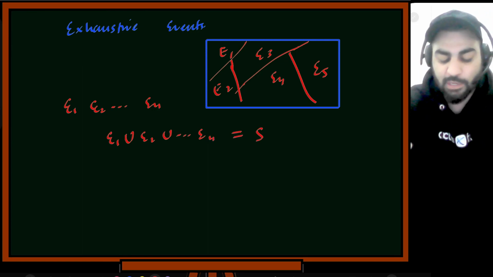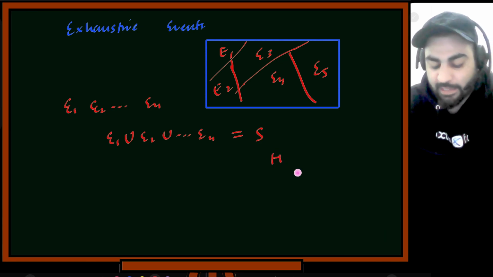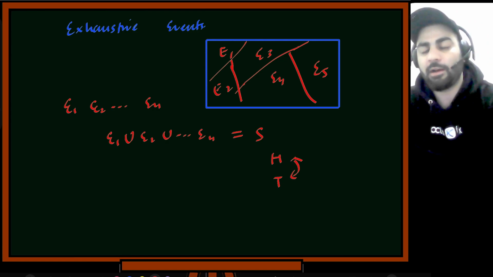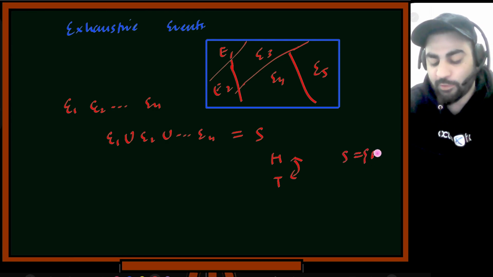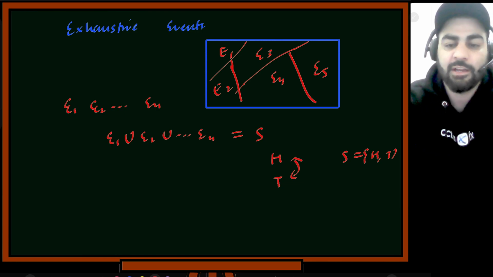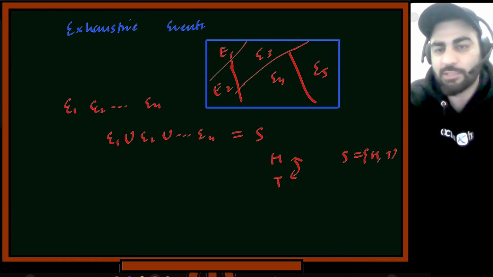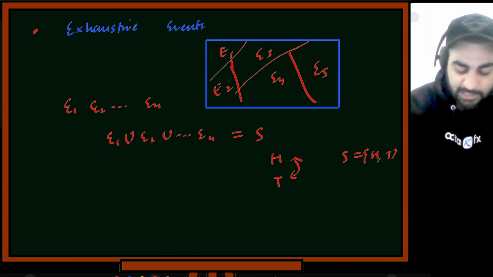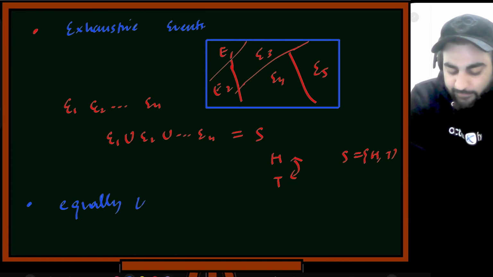Now head and tail are two exhaustive events for the sample space of tossing one coin. You will see these terms frequently: are these exhaustive events or not exhaustive events, and things like that. Then we have equally likely events, which we had discussion on. So then we can have equally likely events.